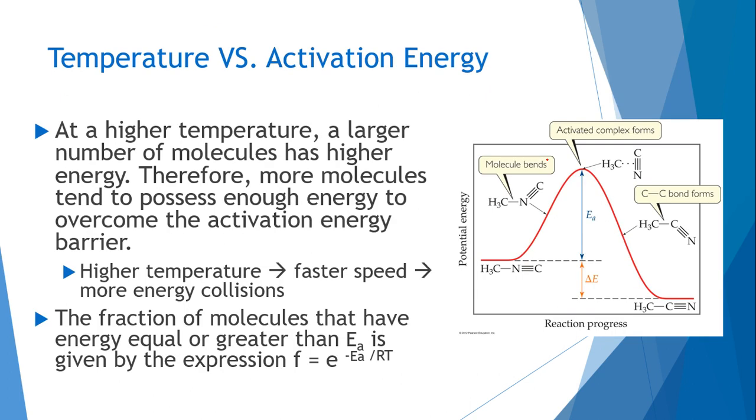So what does that mean in terms of temperature? Because this whole section is about temperature. Well, at a higher temperature, since these molecules are moving at a faster speed, they have more energy. That means more molecules tend to have enough energy to overcome this barrier. So in simple terms, higher temperature, faster speed, more energy collisions. And so the reaction is going to tend to happen.